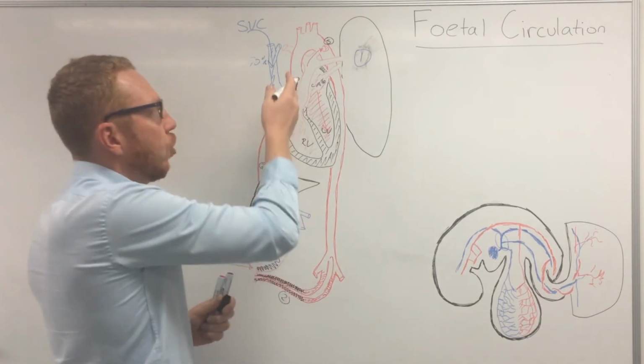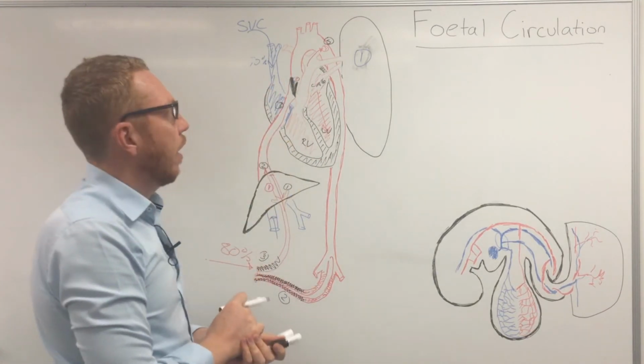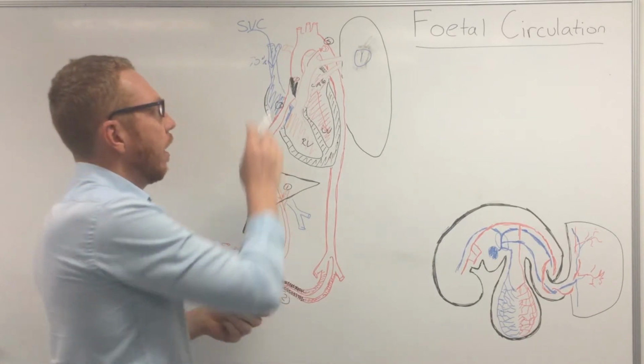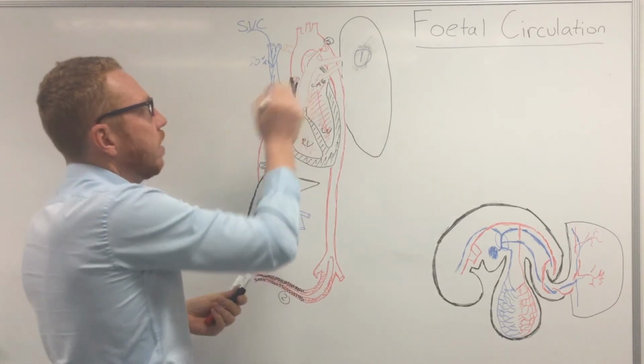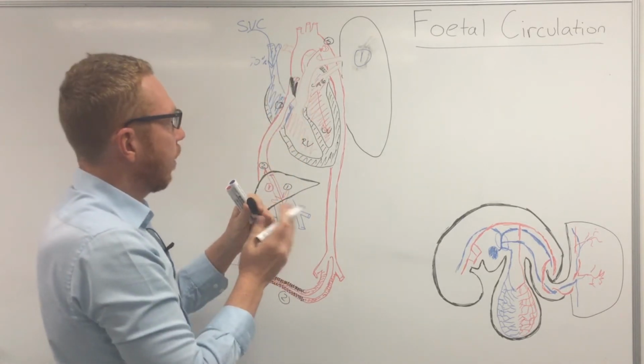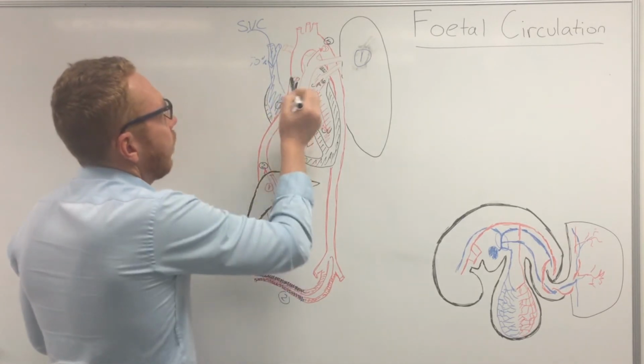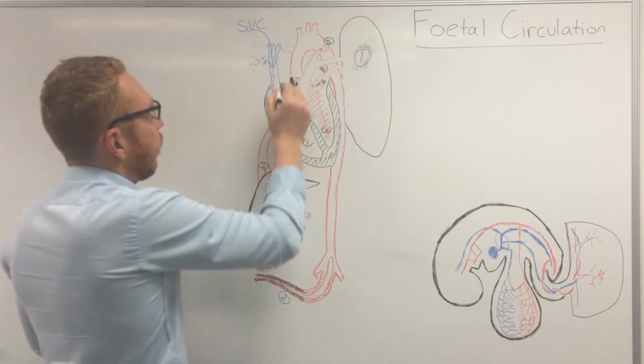That should be pretty much fibrotic at about 1 year of age. Now, in about 1 in 6 people, 1 in 5 people, that is still open, so they still have a patent foramen. So that's the fourth change.